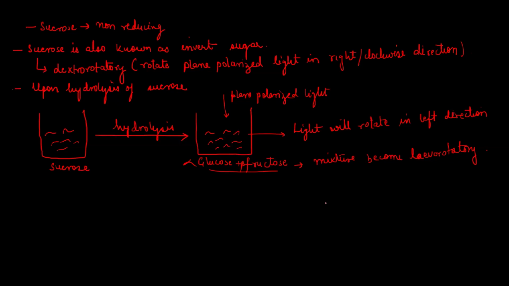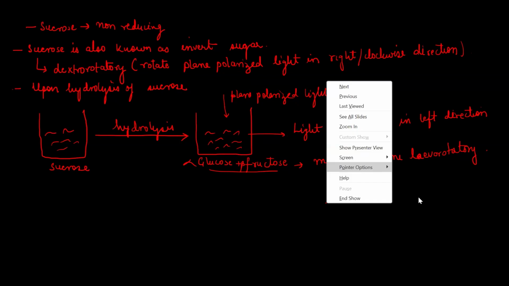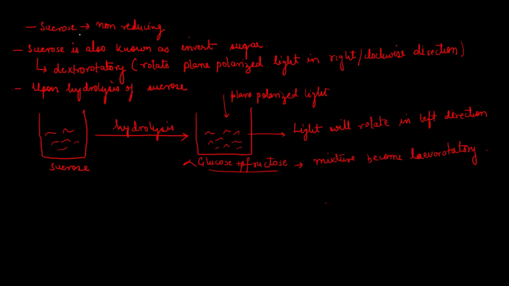Okay. So this is about the most commonly used monosaccharides and disaccharides. But apart from this, let's see two more. Sucrose is one non-reducing sugar, but there are certain other non-reducing sugars. The majority of sugars are reducing in nature. One example is sucrose. The second example is trehalose. Apart from sucrose, trehalose is also a disaccharide, made up of two glucose molecules.